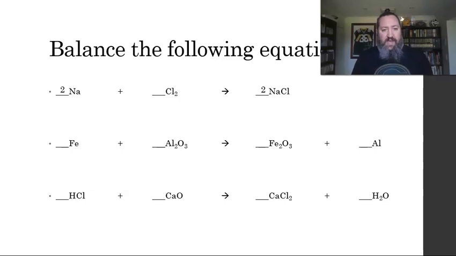Iron plus aluminium oxide turns into iron oxide and aluminium. 1 iron turns into 2 irons. Well, that doesn't work. 2 aluminiums turns into 1 aluminium. Well, that doesn't work either. 3 oxygens. Well, that bit's okay. So what we need to do is work out what are the pieces that are missing here.